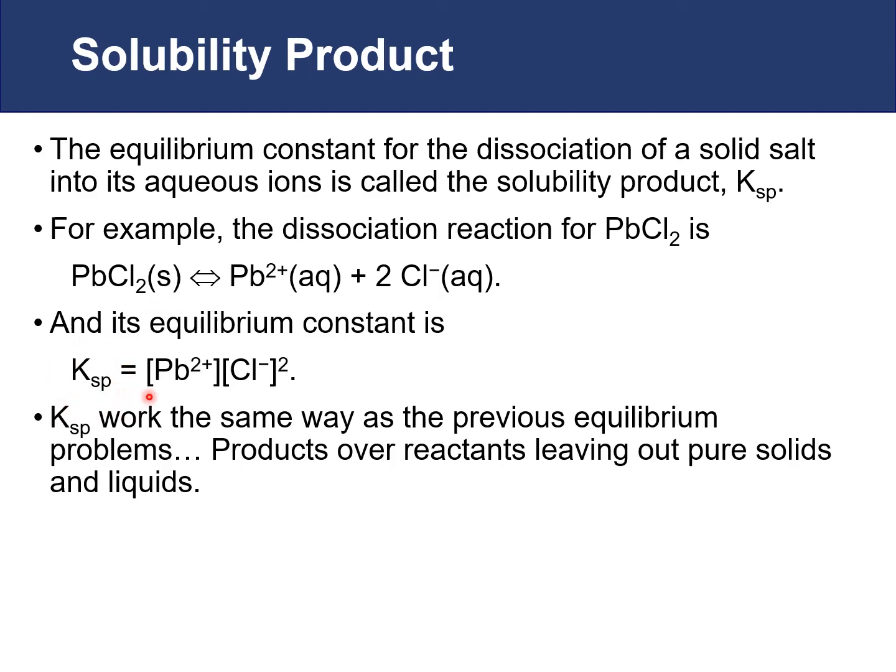So we do not put it on the right-hand side because it's already being accounted for on the left-hand side. So the KSP is going to work the exact same way that we did with previous equilibrium problems. We will be using ice tables to figure out our concentrations.